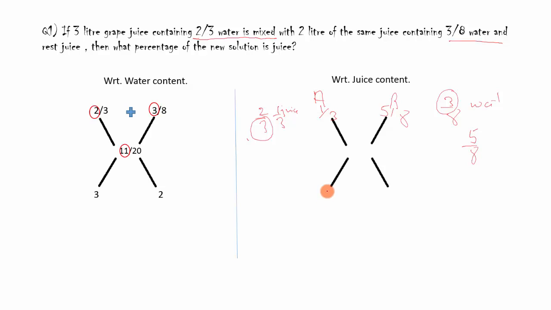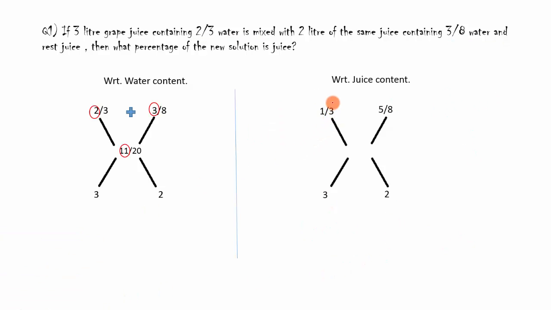What is the content that we are mixing? Here the quantities are 3 liters of the first kind and 2 liters of the second kind. That is what we are mixing here. To solve this, we'll have 1 by 3 into 3 plus 5 by 8 into 2, divided by 3 plus 2. That will get 9 by 20. Right?